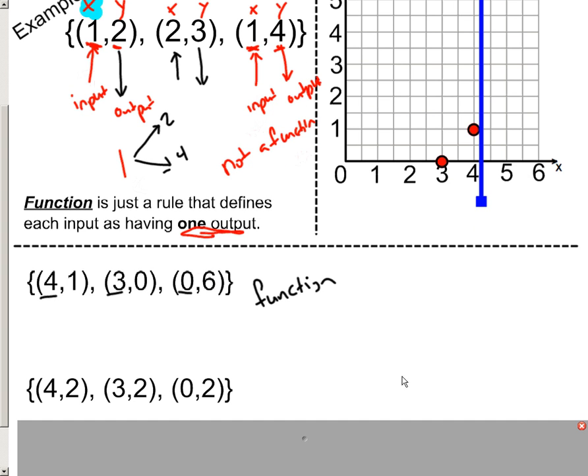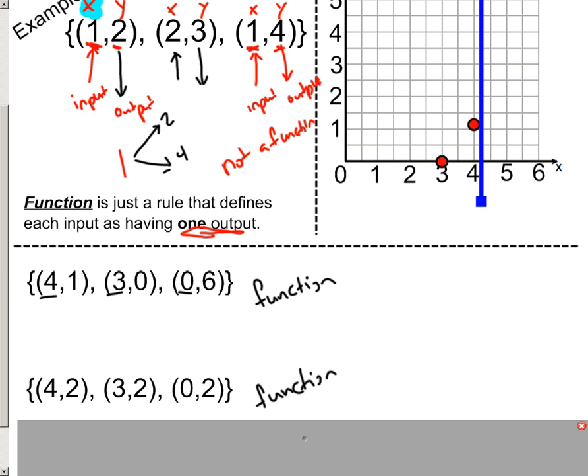Well, let's try this one. 4, 2, 3, 2, and 0, 2. Did any of my inputs repeat? No. So it's a function. I don't really care if my outputs start repeating. See that? 2, 2, and 2? That doesn't bug me. What I want to know is did any of my inputs repeat? No. So let's graph these.